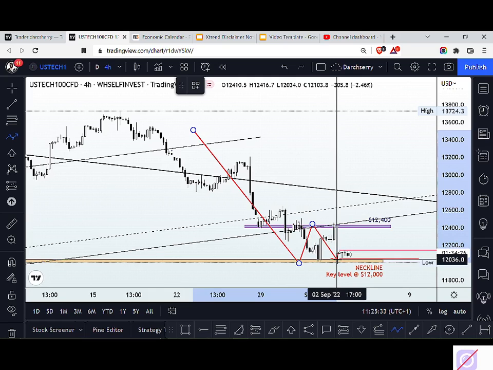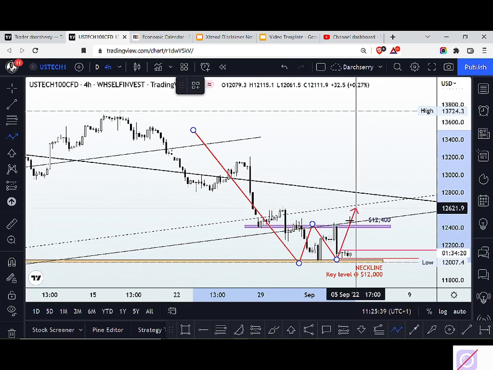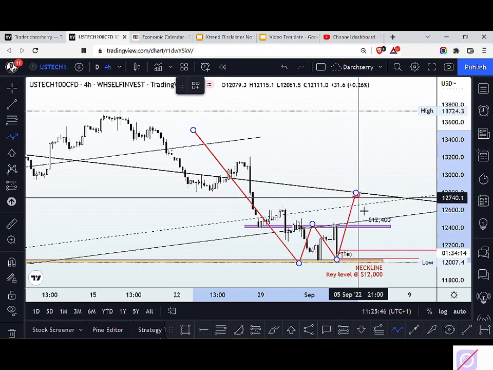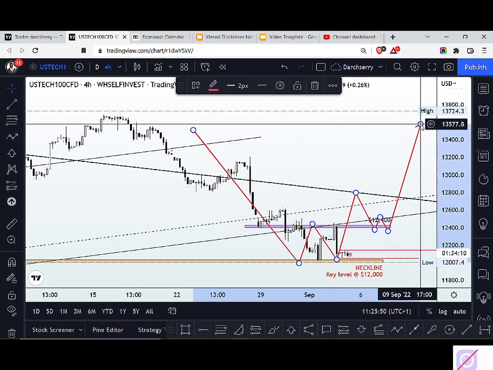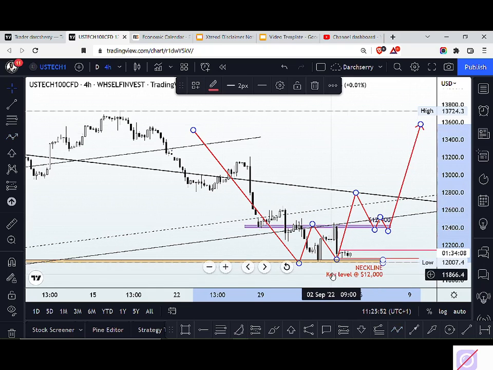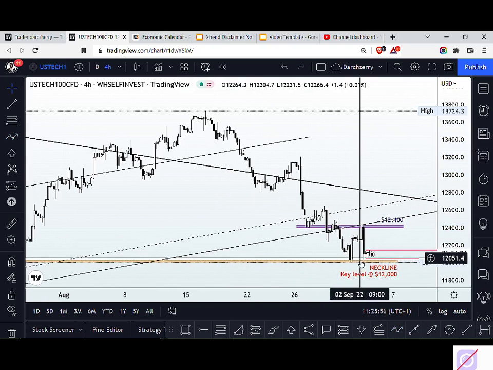And what I'm looking forward to is this. Will this rejection turn out to be a reversal pattern where we have a breakout of this 12,400 level to give us a double bottom structure, after which a retest of the neckline will give us further confirmation to join the rally to the upside? So this is what I'm waiting for in the new week.